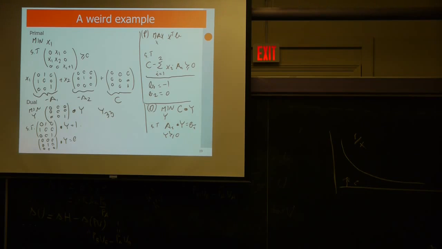What is this expression here? The constraint: Y12 plus Y21 plus, there's one here, Y33, that's 1. And from the last one, we have that Y22, that's 0. Okay, so this is our dual, and of course we have that Y is PSD.